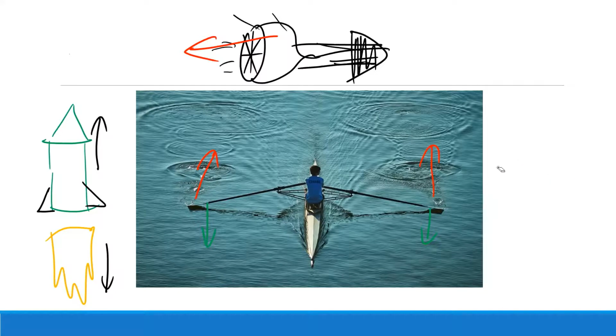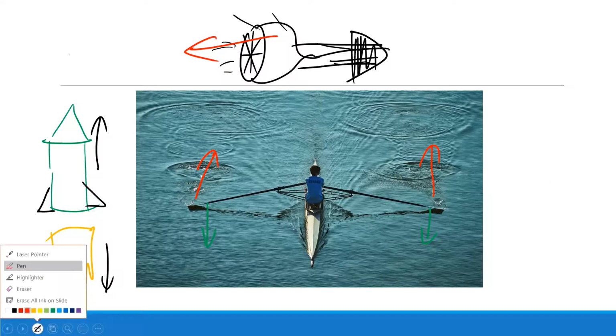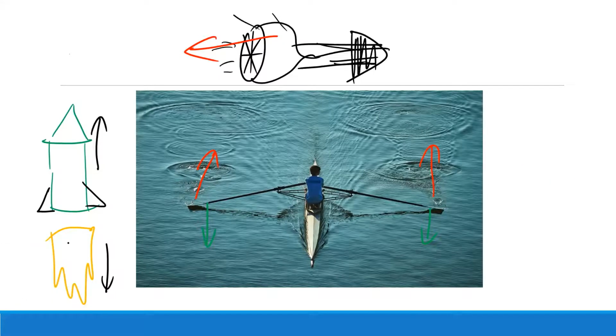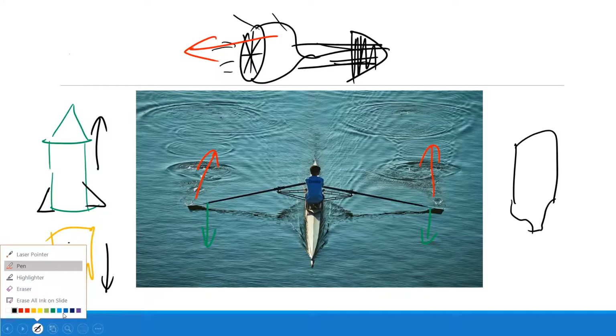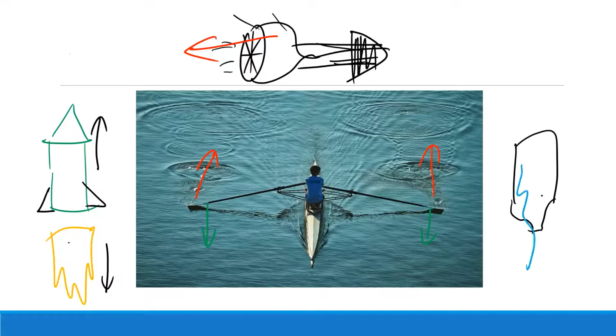What if I had a water bottle? What about instead of hot gas, what if I used a bottle with water, and I forced water out of the water bottle? Well, that's going to do the same thing. That's going to propel it upwards.